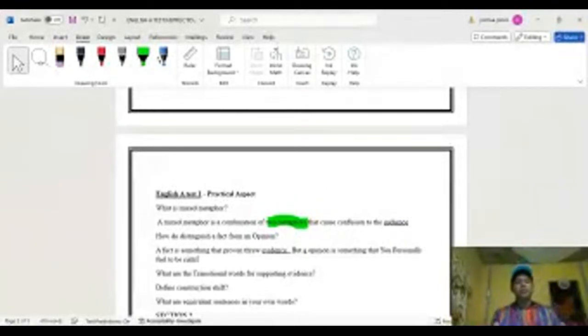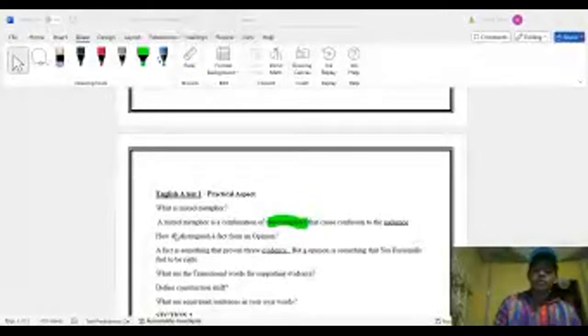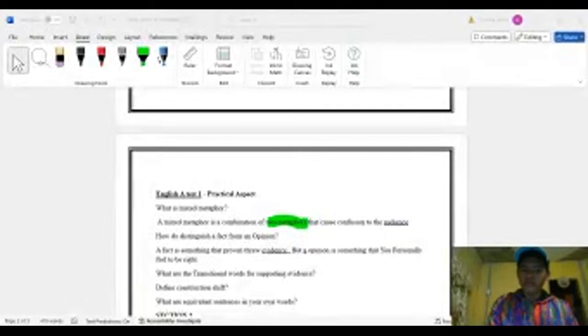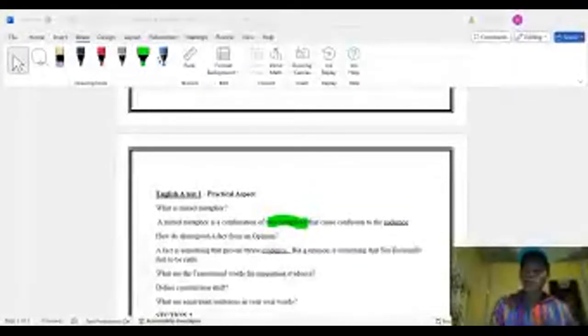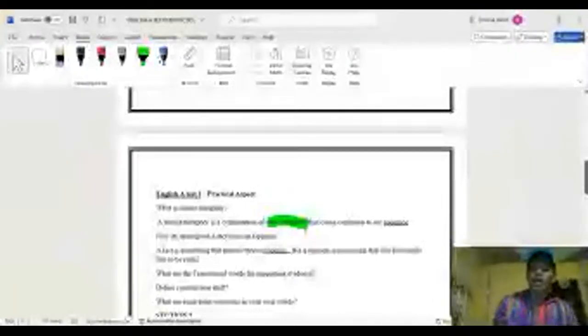So within writing, how do you distinguish a fact from an opinion? A fact is something that can be proven through evidence. That is what a fact technically is. However, on the contrary, an opinion is something that you personally believe.